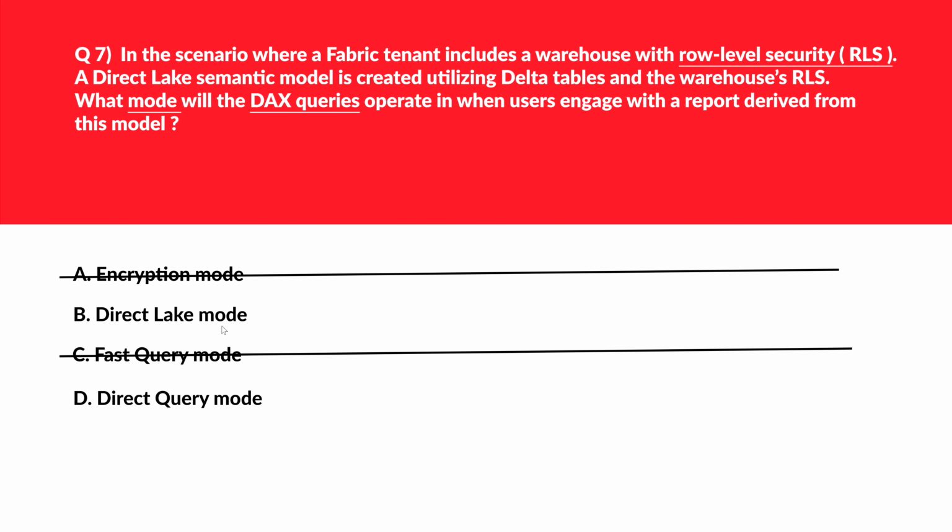Direct Lake mode. In order to abide by row-level security, also known as RLS, Power BI queries in Direct Lake mode will run in DirectQuery mode. Hence option B with regard to row-level security is incorrect. We are left with DirectQuery mode.